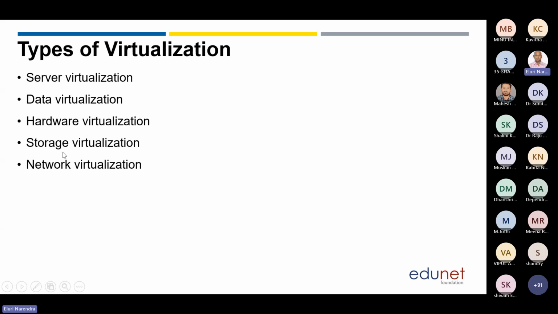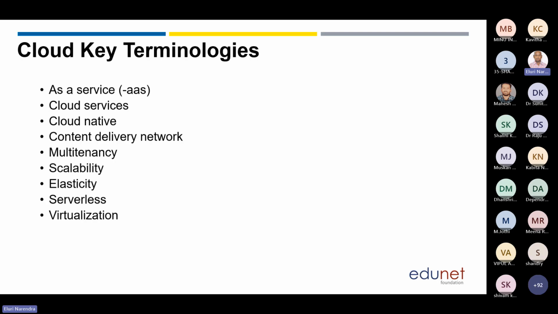Storage components you can keep in the cloud. That is called storage virtualization. Networking components you can virtualize. So all the networking components will be kept in the cloud, and I can access the cloud. All these types are about the hardware part. You can virtualize it and keep it on the cloud.